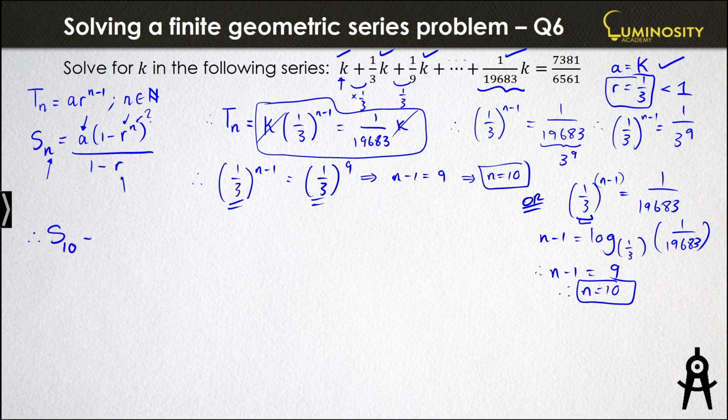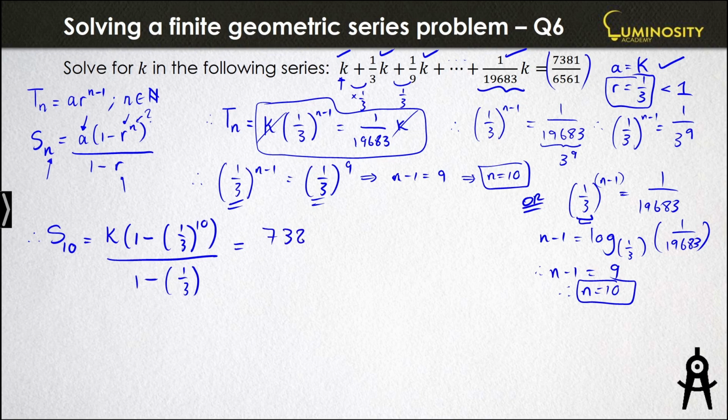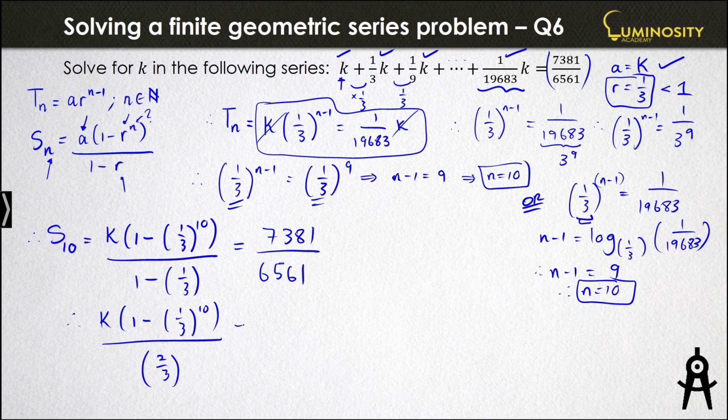The sum of the first 10 terms can be written as a, which is k, times 1 minus r, which is a third, raised to the power 10, all over 1 minus a third. And we were told that's equal to 7,381 all over 6,561. So what I'm going to do is just clean up this left-hand side a little bit. I'm going to leave the numerator as it is, 1 minus a third to the power 10. But the denominator is going to be 1 minus a third, which is 2/3.